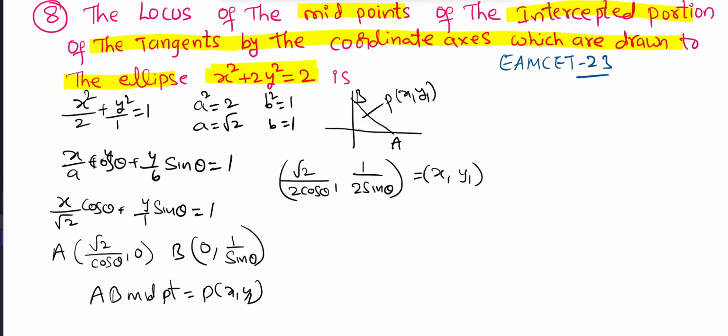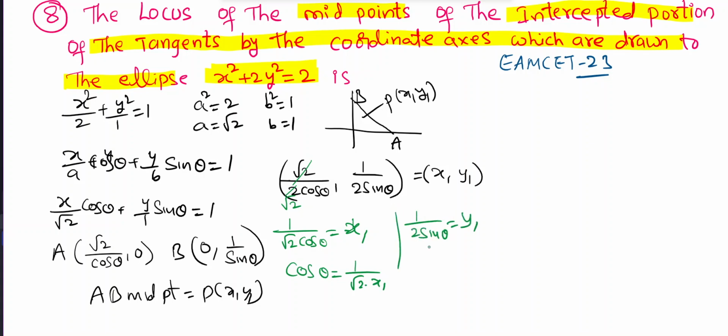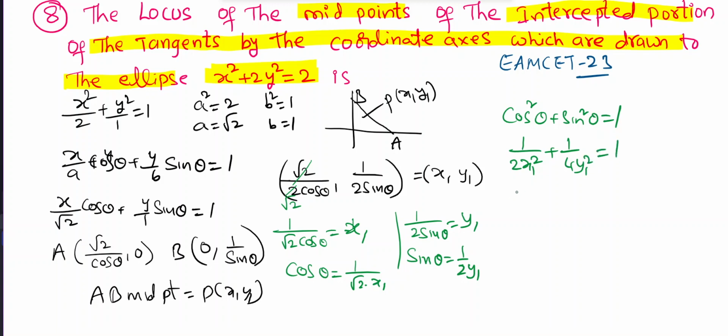Equating x coordinates, here root 2 by 2, the root 2 cancels. That is 1 by root 2 cos theta is equal to x1. From this, cos theta is equal to 1 by root 2 into x1. And equating y coordinates, 1 by 2 sin theta is equal to y1. From this, sin theta is equal to 1 by 2 y1. We know that cos square theta plus sin square theta is equal to 1. Substituting the values in this equation, 1 by 2 x1 square plus 1 by 4 y1 square is equal to 1. Therefore, the locus of the midpoint is 1 by 2 x square plus 1 by 4 y square is equal to 1. This is the answer.